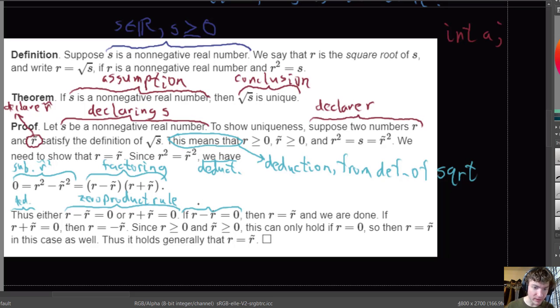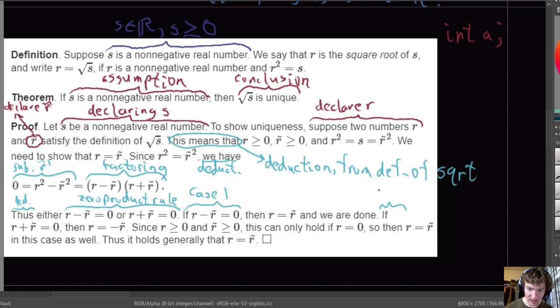If r minus r tilde equals 0, okay, so this is the first case, case 1. The first one is 0. If r minus r tilde is 0, then r equals r tilde, and we are done. What does that mean? Well, this is what we wanted to prove, right? We were trying to prove uniqueness, which means if there are two square roots, r and r tilde, they must be equal. So in the first case, we have proved they're equal, so that concludes that branch of the proof, that case of the "or." Okay, so then we just have to go back and handle the other case.